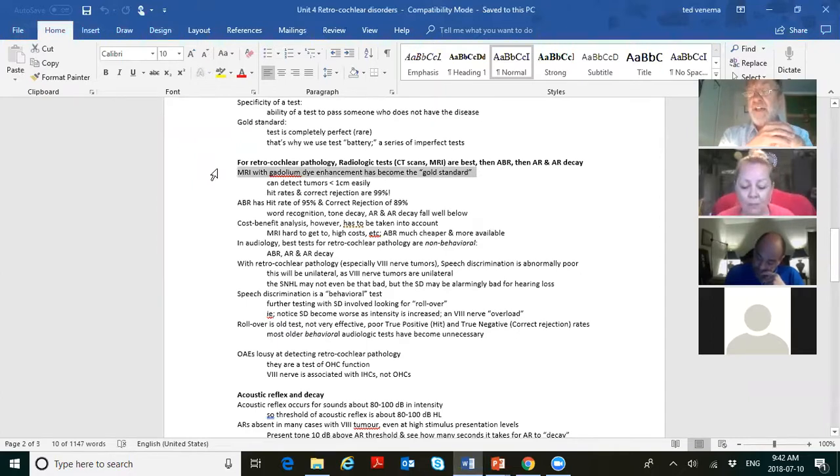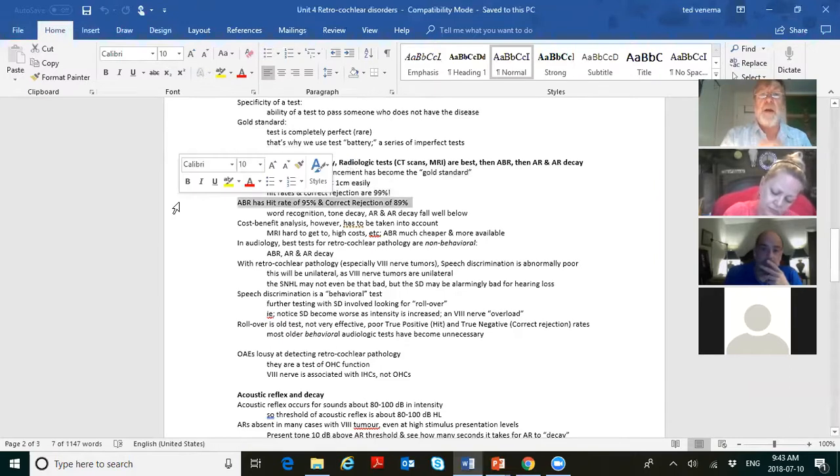Okay, the dye, they squirt that in, and that helps to even increase the contrast between gray matter and white matter. That's the gold standard, okay? That's the best. The hit rates, in other words, true positives right here, and correct rejection, true negatives, are like 99%. So that's the test of all tests. That's the mother lode.